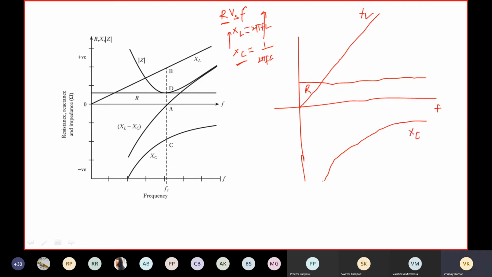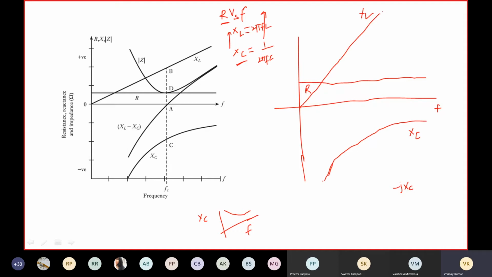This is XC. I'm drawing this XC in this quadrant because of minus JXC. You can also draw it in the first quadrant. If you draw in the first quadrant, you're going to get XC like this. XC decreases with respect to frequency. So this is XL, this is XC, right?